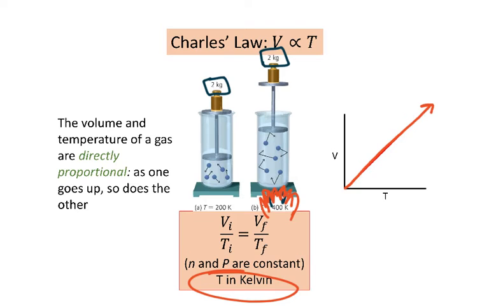Temperature going from 5 degrees Celsius to 10 degrees Celsius doubles in Celsius, but it's not really doubling. It's actually a very small change, so we need to use Kelvin.